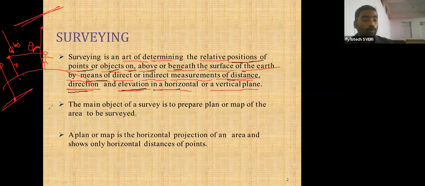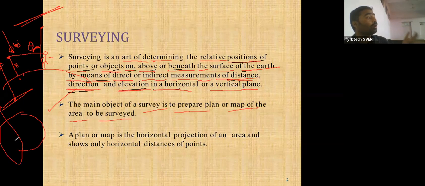Then, what is the main objective of surveying? Why do we have to do surveying? The objective of survey is to prepare the plan or map of the area to be surveyed. If this is your entire plot, I have to determine the nature of the plot: whether it is a rectangular shape, a square shape, or a triangular shape, and whether it is on sloping ground or level ground. I have to determine the nature of the plot. That's why, in order to prepare the plan or map, we have to do the surveying.